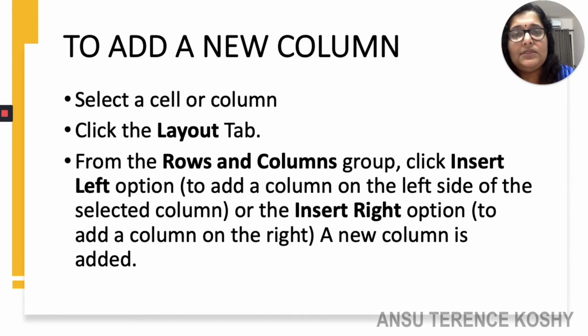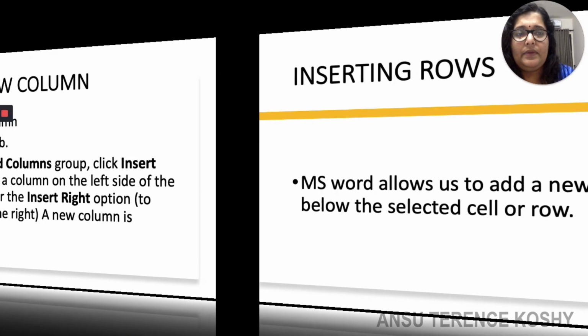The only thing you have to do is either select a particular cell or the whole column of cells, and then go to the Layout tab. In the Layout tab, there is an option called Rows and Columns. In that, you use the Insert Left option to insert a column on the left side, or Insert Right for inserting a column on the right side. When you click on it, a column will be formed there.